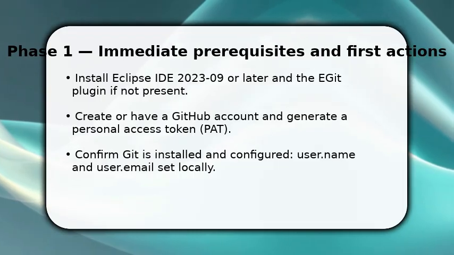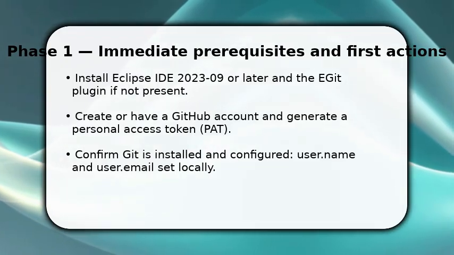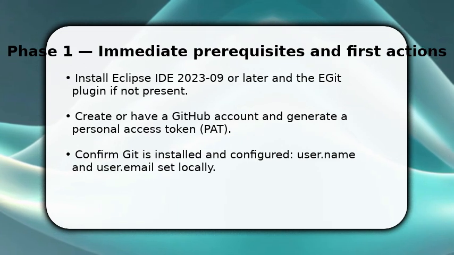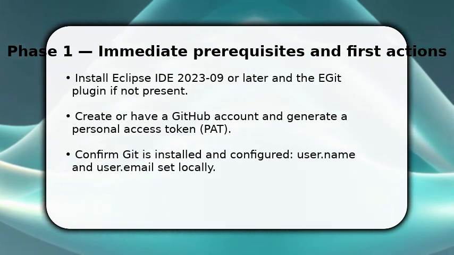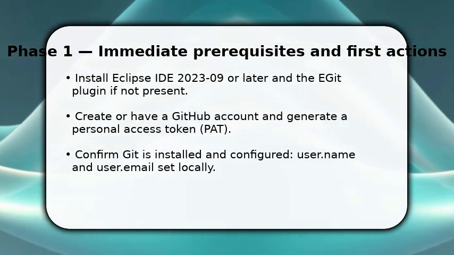Now, you're ready to clone or connect. Select Clone a Git repository in Eclipse and prepare to paste the repository URL and your PAT when prompted.